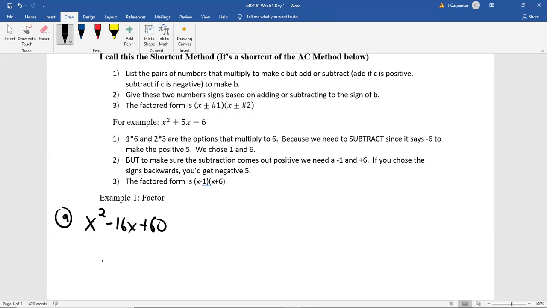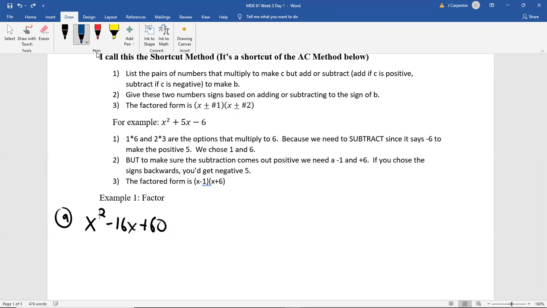3 terms: 1, 2, 3. And there's no number written in front of the x squared, which means we can use the shortcut method, hopefully. Remember, not all polynomials are factorable. Sometimes they're prime. Sometimes they can't be factored. So if you can't find a pair of numbers that multiplies to this, but then adds or subtracts to that, then it's prime.